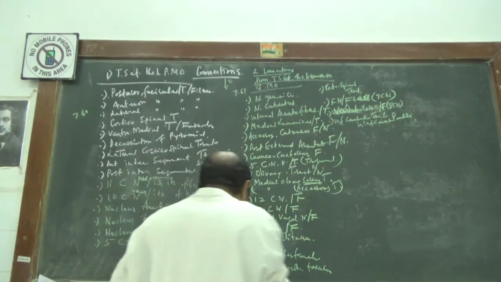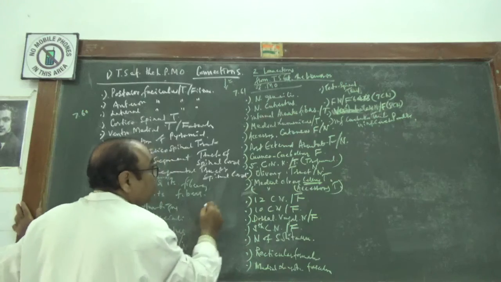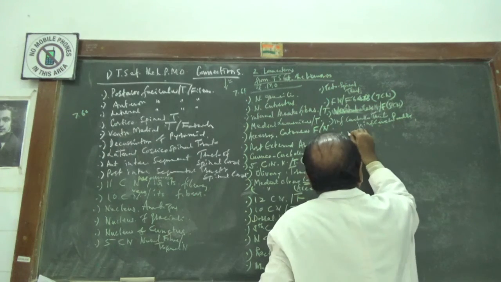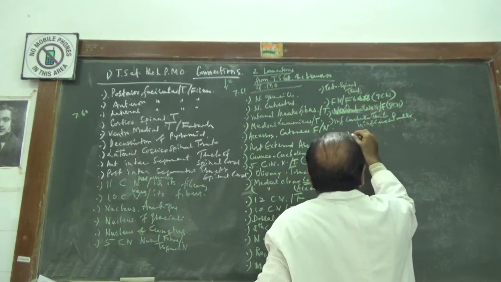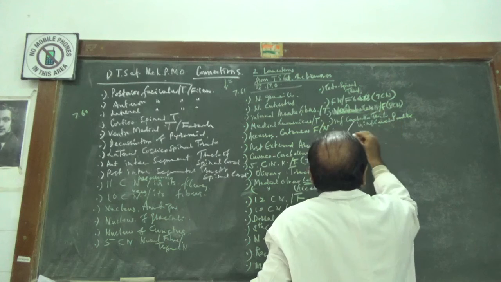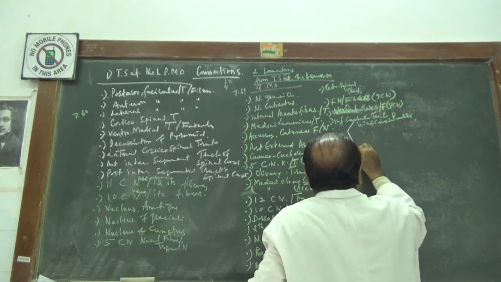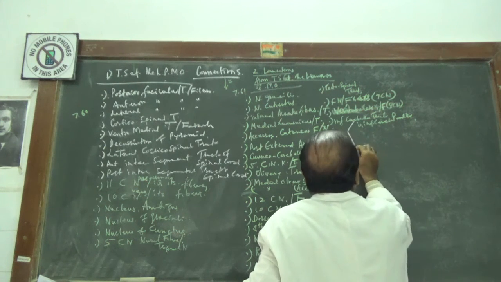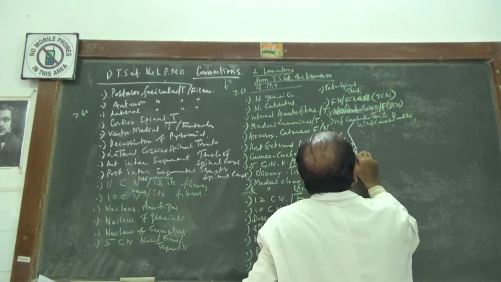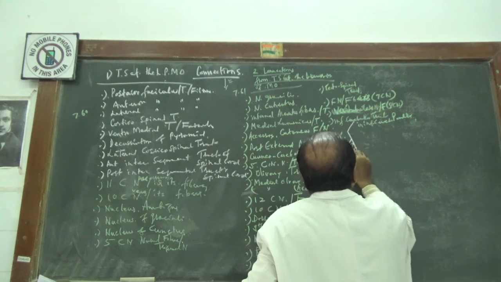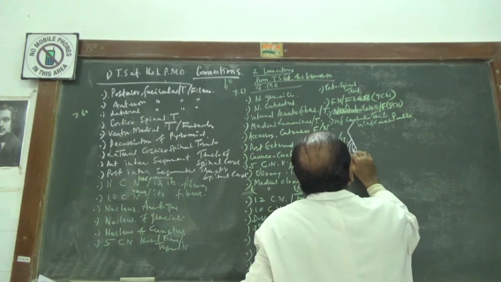Now this will be the thing where yesterday I had shown this one. This is the area of the fourth ventricle. This will be the upper part. Then this is the gracilis, this is the cuneatus, this is the tinea of the fourth ventricle.